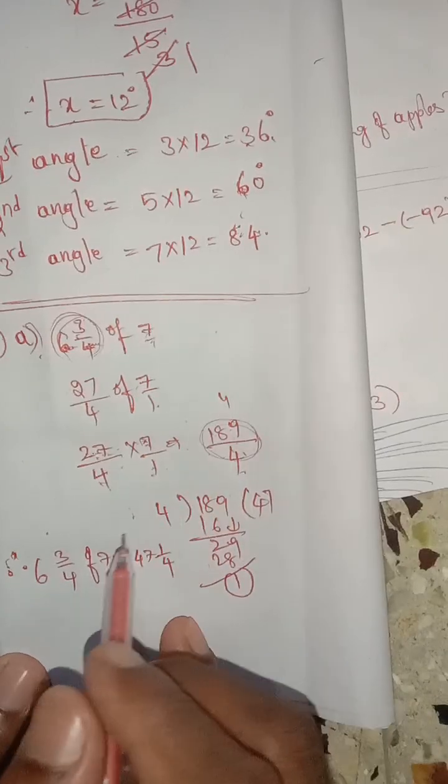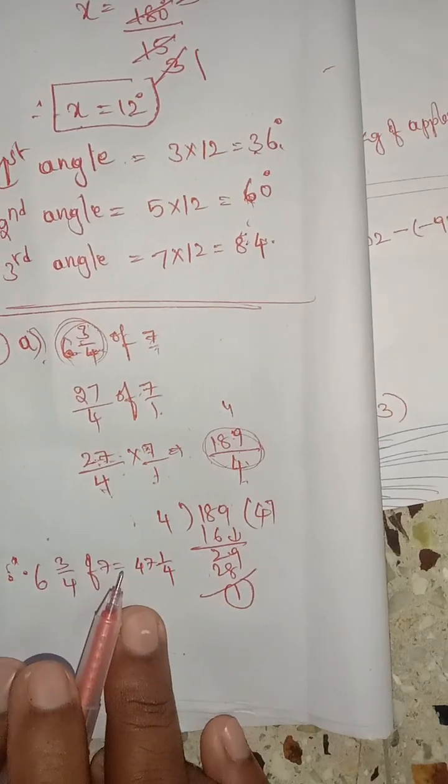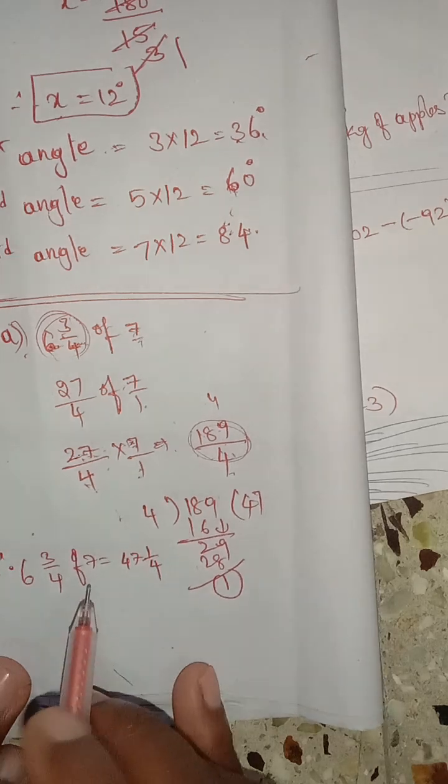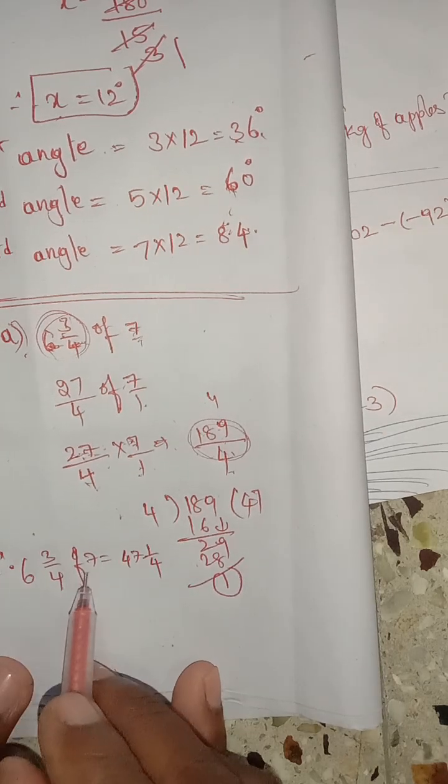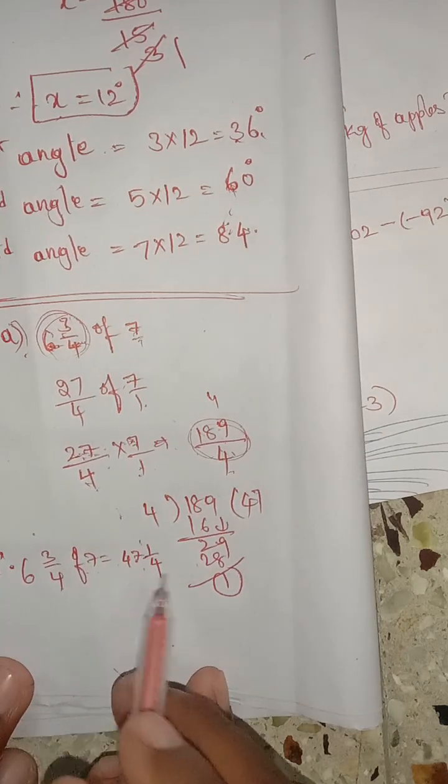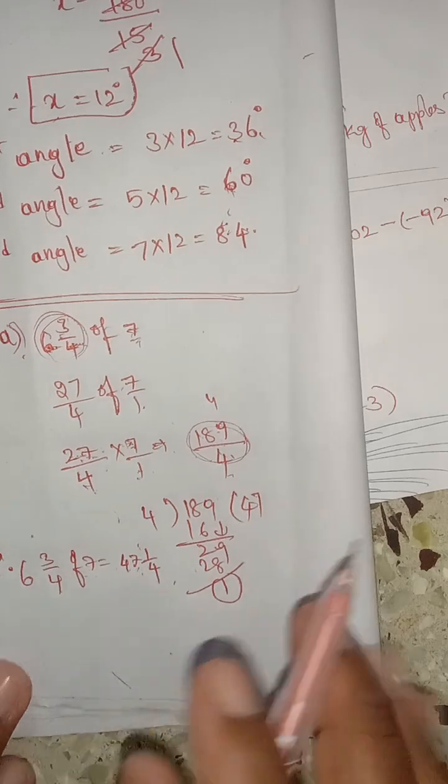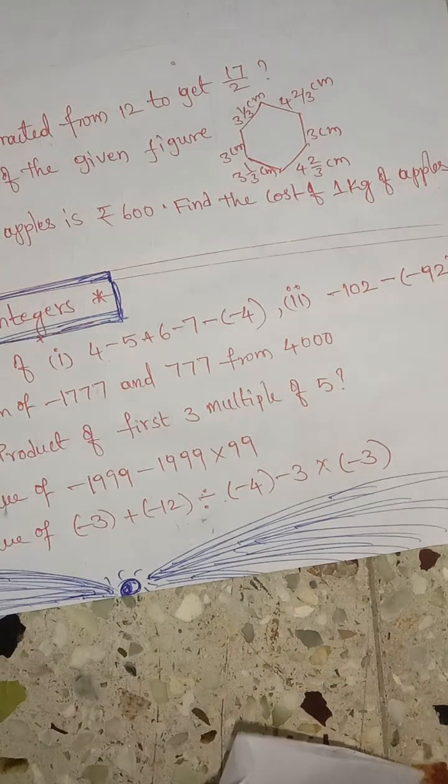This is the improper fraction. Improper fraction convert into mixed fraction. That's why we can write 6 whole 3 by 4 of 7 equals 47 whole 1 by 4. So first question A bit completed. Next one.